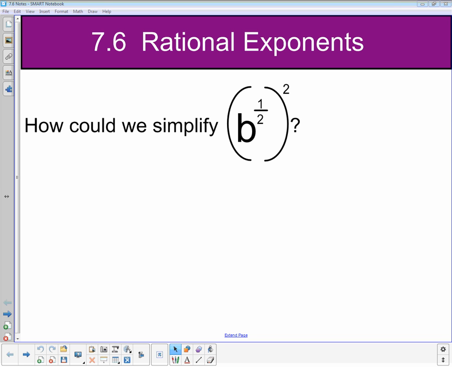I'm here to take you through your 7-6 notes video for today. Today we are talking about rational exponents, exponents that are ratios, and how do we look at them, how do we interpret them, what can we do with them.